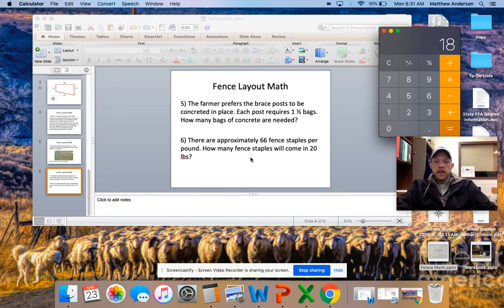Question number 6. There are approximately 66 fence staples per pound. How many fence staples will come in 20 pounds? So 66 times 20 pounds, 1,320. Also a pound per foot.